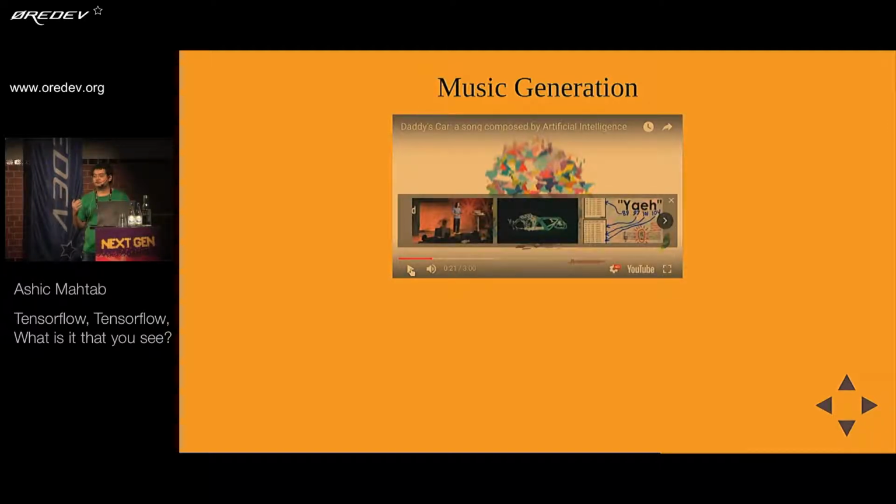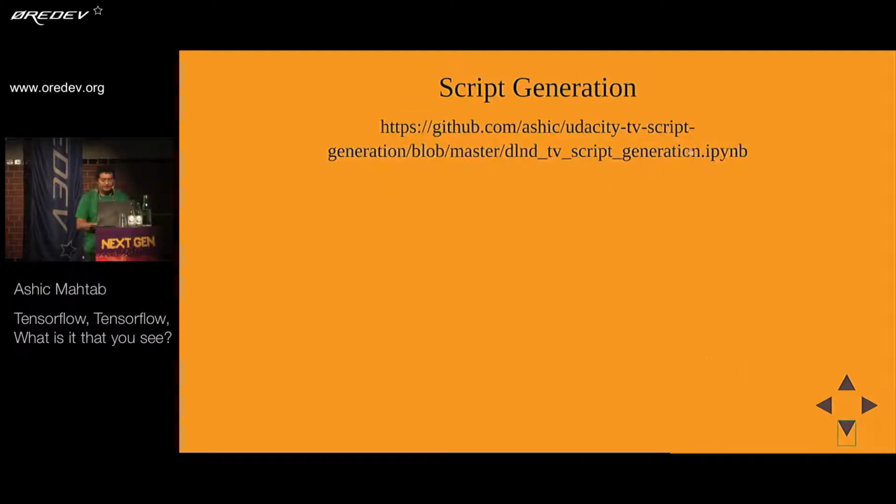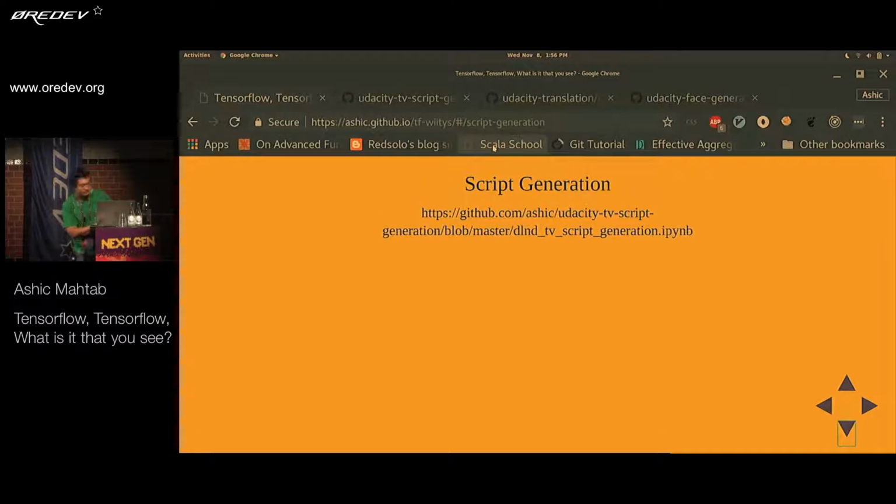And that follows kind of the style of a Beatles song, apparently. Although, personally, I think it's more Beach Boys, but yeah. A few years ago, the only thing these things could produce were beeps and bops. So, yeah. Another thing you can do is script generation.